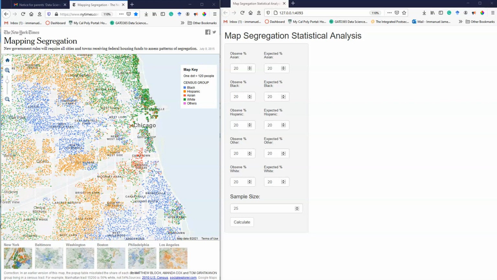So the primary purpose of this video is to talk about R Shiny, or using R Shiny to analyze real data. Here we have some real data from the New York Times. It's a map of segregation. We're looking at Chicago. You can look at different cities, but Chicago is very interesting.